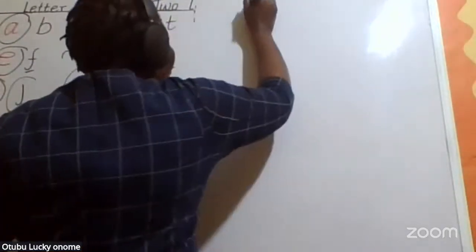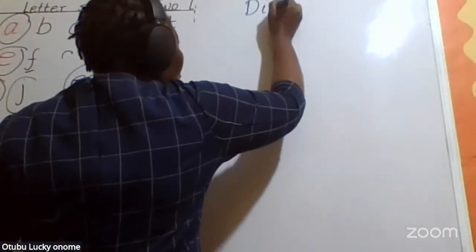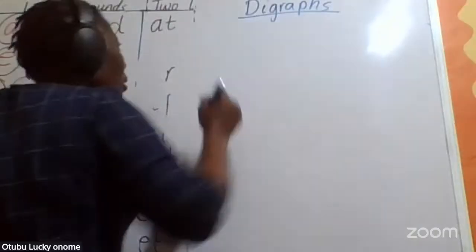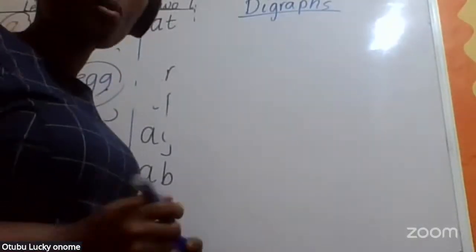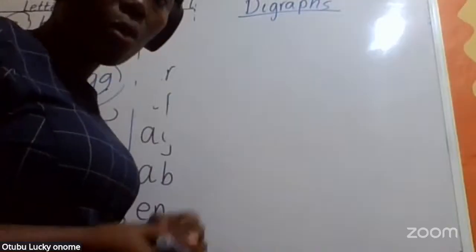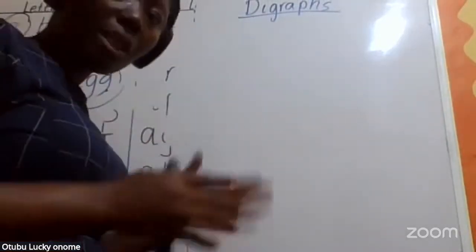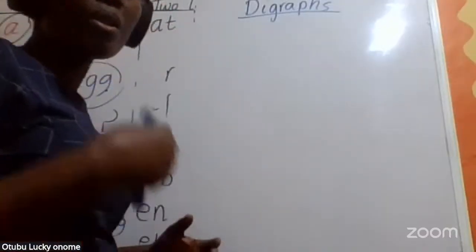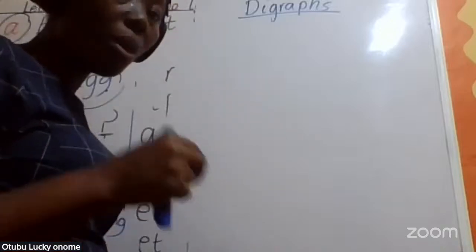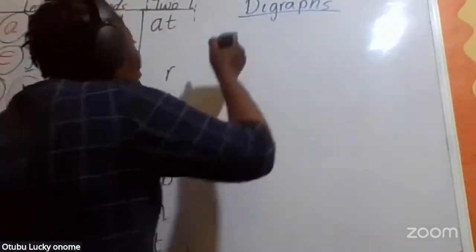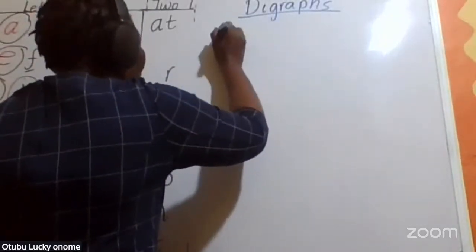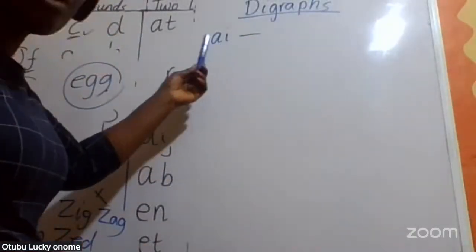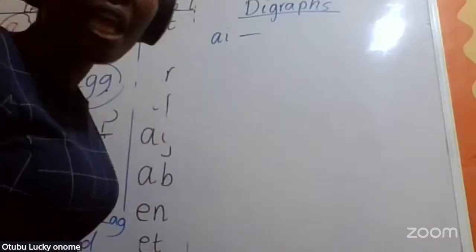So we are looking at digraphs. Sometimes a digraph is two vowel letters, but sometimes you can also see a digraph with a consonant and a vowel together that makes a sound. Digraphs are two or more letters that make one sound. So we have digraphs like "ay" and "ai". That's e and l giving us the "e" sound.